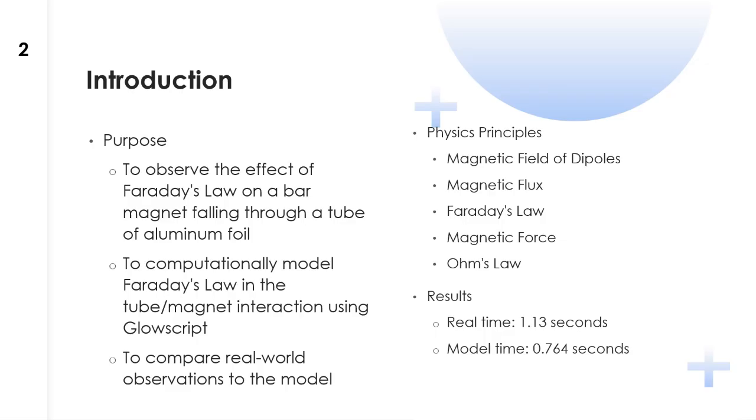So the purpose of this lab was to observe the effect of Faraday's law on a bar magnet falling through a tube of aluminum foil, and then to model that tube-magnet interaction computationally using GlowScript, and then compare the real-world observations to the model. So some physics principles used were an understanding of the magnetic field of dipoles, magnetic flux, Faraday's law, magnetic force, and Ohm's law.